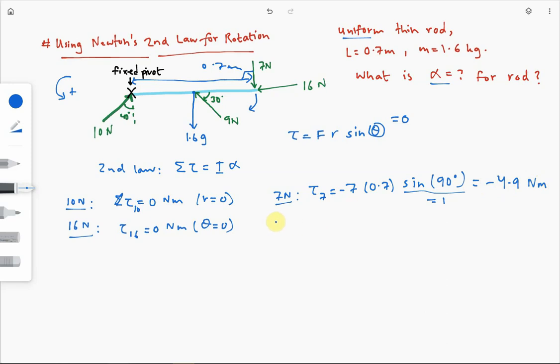Okay, then let's move on to the next force. The next force is the weight. Okay, the weight is 1.6 g. What is the torque due to that? It is the force times the distance from the force, which is half of 0.7, right?